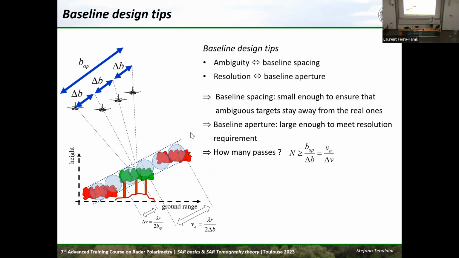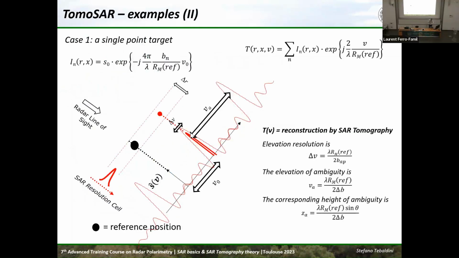Now, some baseline tip. The important thing to notice is that your elevation resolution depends on the total baseline aperture, whereas the elevation of ambiguity depends on the spacing between the baselines. So what you would like to do is to have a system with a lot of resolution, a very fine resolution, which means that you need a very large baseline aperture, but you would like the ambiguities to be very far from you.